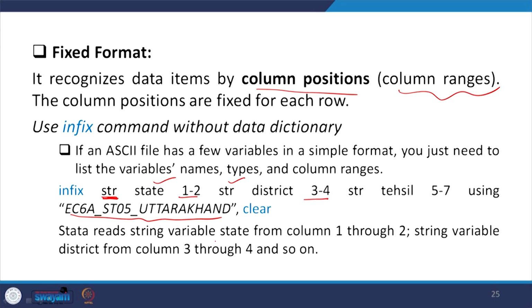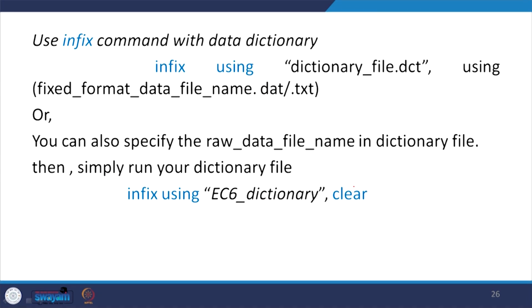Stata reads the string variable state from column 1 through 2, and the string variable district from column 3 to 4, as we have already mentioned.